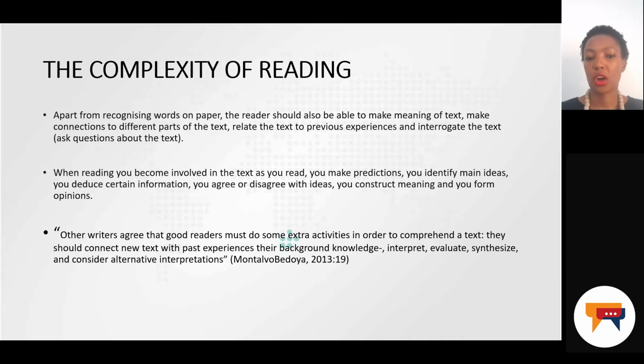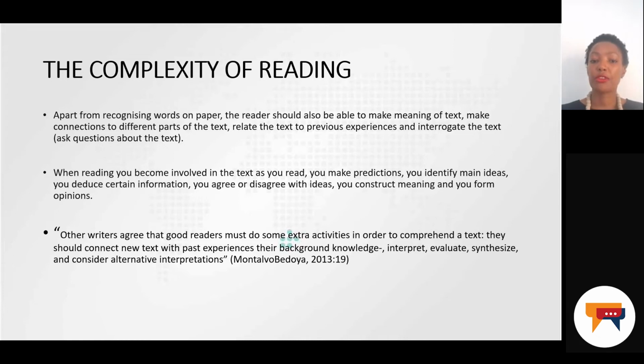Reading is quite a complex exercise. Apart from recognizing words on paper, the reader should also be able to make meaning of text, make connections with the different parts of the text, relate the text to previous experiences, and interrogate the text by asking questions about the text. And when we look at the different stages of the reading process, you will see how you can get your learners to engage with text at these different levels.